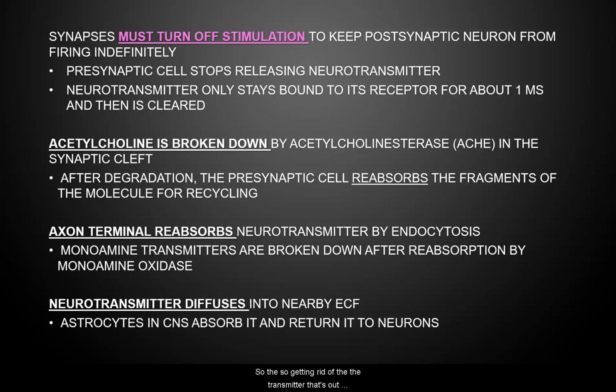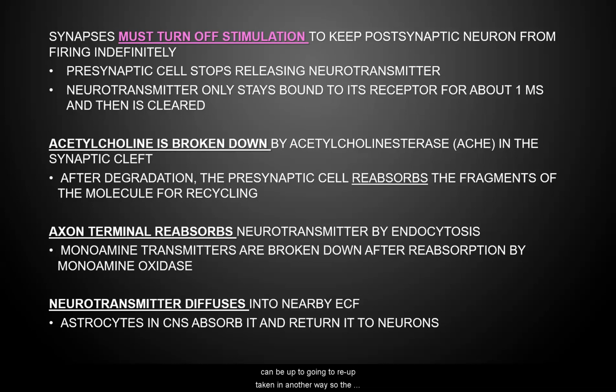So getting rid of the transmitter that's out there is a very important step, and it can be achieved in 3 ways. Now, the first thing to do is stop releasing new neurotransmitter. That's easy enough to do. How do we get rid of the neurotransmitter that's out there? The first is through neurotransmitter degradation. An enzyme comes around and breaks down the neurotransmitter into fragments that no longer have any stimulatory effect. Our example here is acetylcholine gets broken down by acetylcholinesterase, which is just an enzyme that breaks down acetylcholine. And that way, that acetylcholine can no longer be effective.